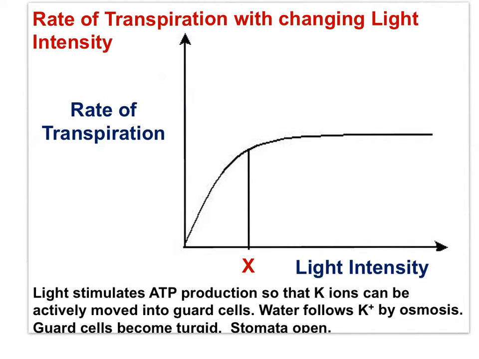It should come as no surprise that light intensity also influences transpiration. As light intensity increases, so does transpiration, up to a point when all the stomata are open and transpiration no longer increases. Light stimulates ATP production, so the potassium ions can be actively moved into guard cells. Water follows into those guard cells by osmosis. Guard cells become turgid, stomata open.